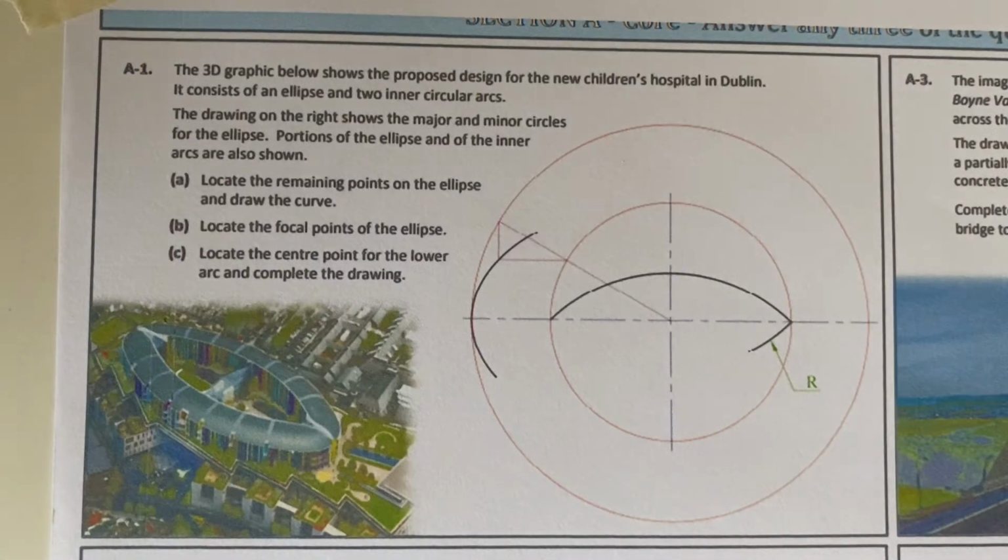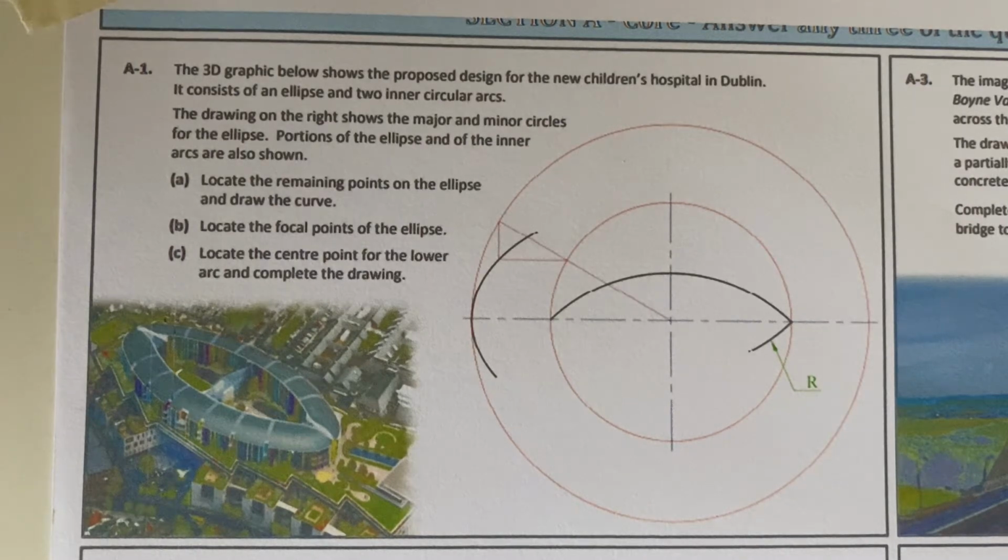Well, this video is going to go through the 2018 short questions from section A. For A1, the first one tells us a 3D graphic below shows a proposed design for the new Children's Hospital in Dublin. It consists of an ellipse and two inner circular arcs. The drawing on the right shows the major and minor circles for the ellipse. Portions of the ellipse and of the inner arcs are also shown.